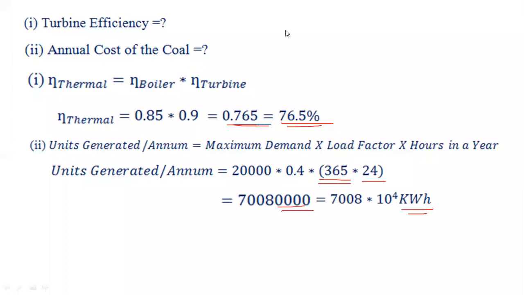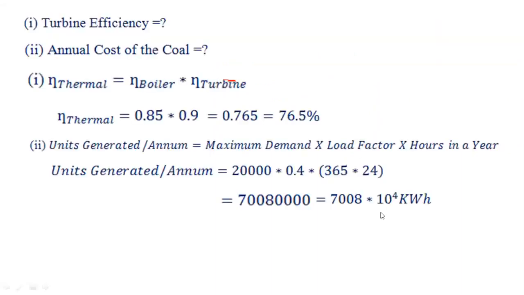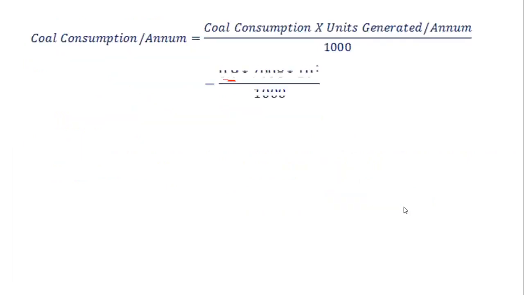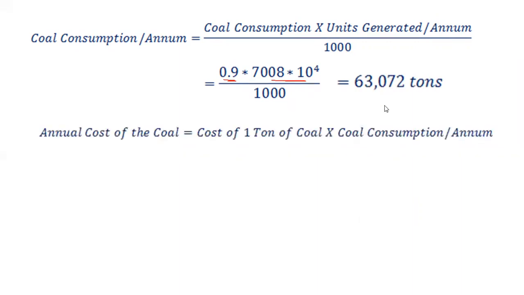Next we can find out the coal consumption per annum. The formula is the coal consumption equals units generated per annum by 1000. The problem gives 0.9. Units generated per annum is 7,008 into 10 to the power of 4 kWh. Substitute here, that is 7,008 into 10 to the power of 4 by 1000. Simplifying, we get 63,072 tons. Now we can find out the annual cost of the fuel.